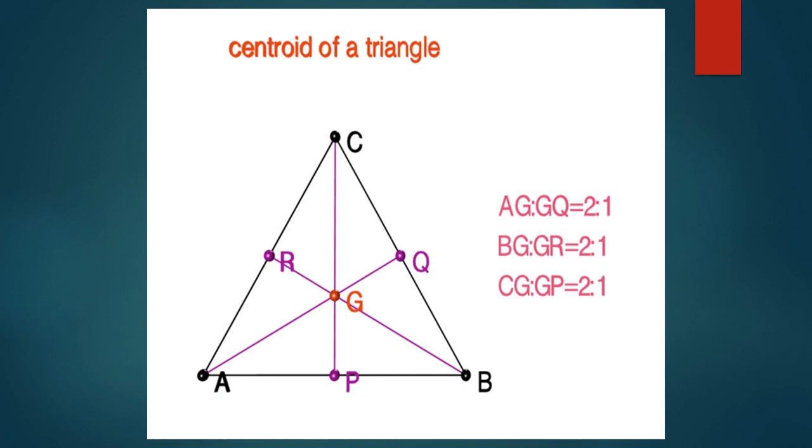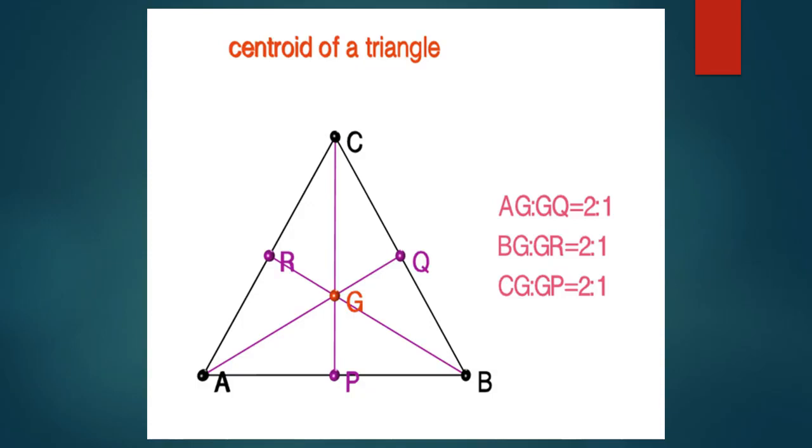Children, we have already learned about the centroid in our earlier classes. Here, the line joining the vertex and the midpoint of the opposite side is called a median. In the picture, ABC is a triangle. A, B, C are the three vertices of the triangle, and P, Q, R are the midpoints of AB, BC and CA.